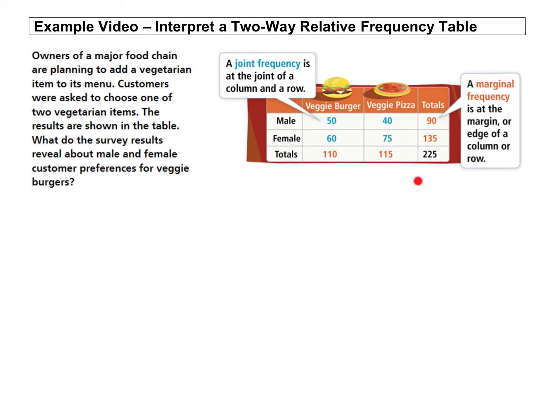This is a two-way frequency table. Frequency gives us the total number of people that chose this, people that chose this. So as soon as we throw the word relative in there, we want to know, how does this 50 relate to everything else? So we're going to go ahead and draw in a relative frequency table.